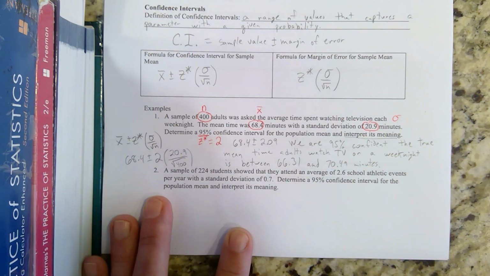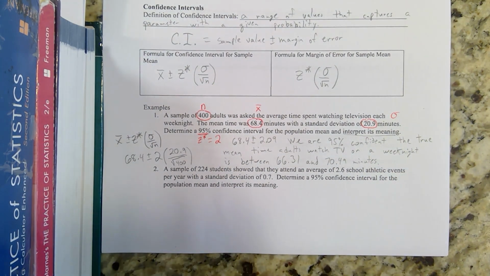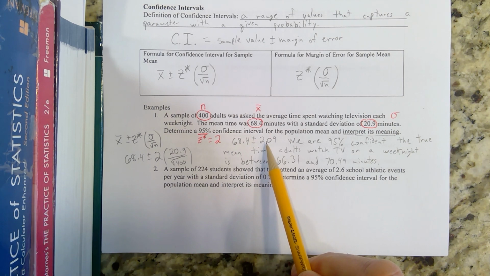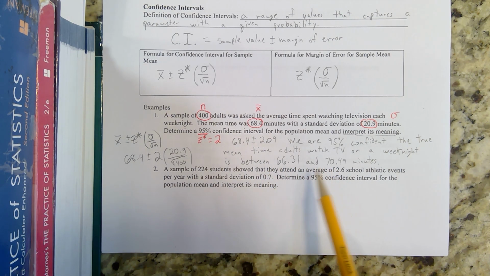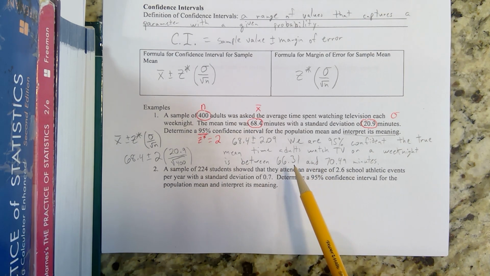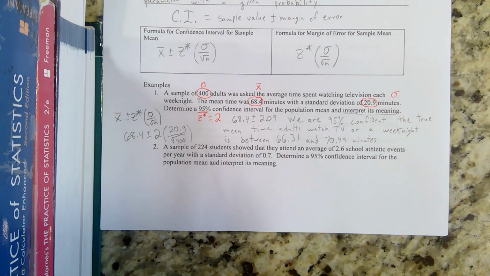Hopefully you see that this is a little bit more useful than just saying the mean was 68.4 minutes. Once I add this extra margin of error, I can now see how confident I am. I can say, wow, that's a pretty narrow range, so there's a pretty good chance that it's pretty darn close to 68 minutes. That's how we do a confidence interval. Go ahead and take a look at number 2 and see if you can set that one up.